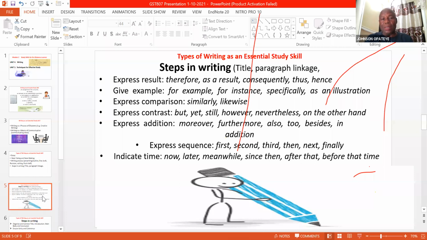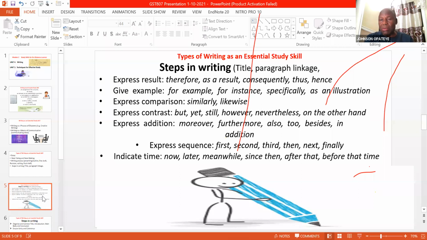And therefore, when we are talking about paragraph linkage, there are some terms you can use to link your paragraphs. There are some that we call to express results. After the first paragraph, you now say therefore, as a result, consequently, thus, hence. Maybe because of this particular reason, therefore, this is the result. Therefore, consequently, this is the outcome. Then you can also link paragraphs by giving examples. Say, okay, for instance, specifically, as an illustration of, for example.